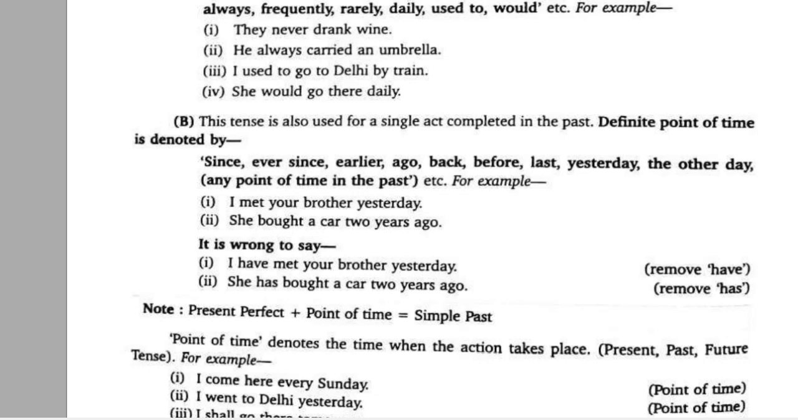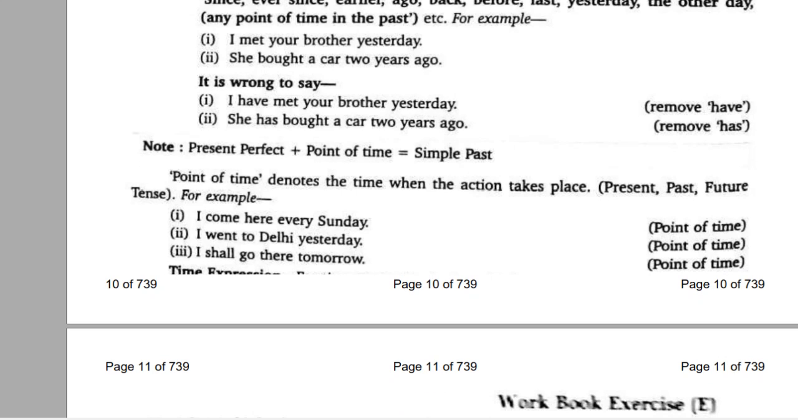It is wrong to say, "I have met your brother yesterday." Remove "have." "She has bought a car 2 years ago." Remove "has." "She bought a car." Present perfect plus point of time is equal to simple past. A point of time denotes the time when the action takes place. It can be present, past, future, etc.